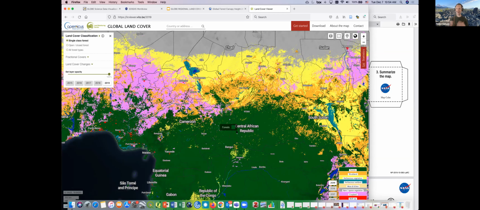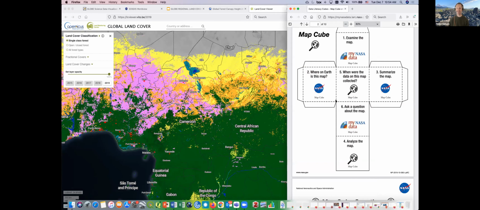And so I hope that going through this, you've been able to practice a little bit on your map questions: how to read a map, examining where on earth we are, summarizing what we might see, analyzing that map for further questions, thinking about the data and how it was collected and maybe the limitations, like I was showing you with the clouds. And then, what sort of question can you ask about this map?